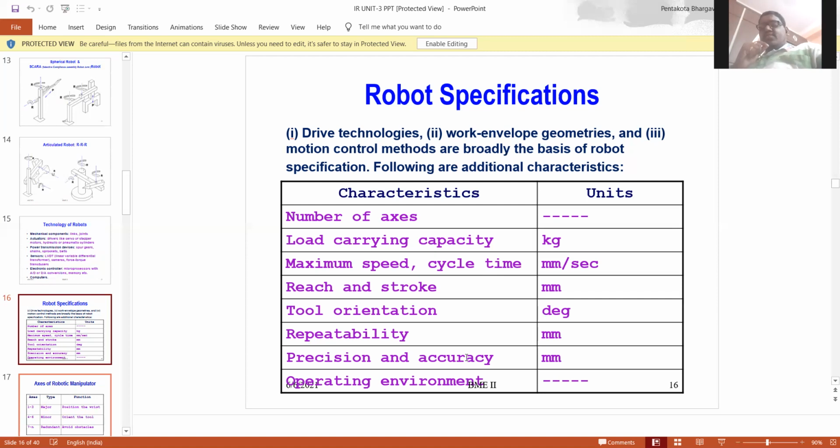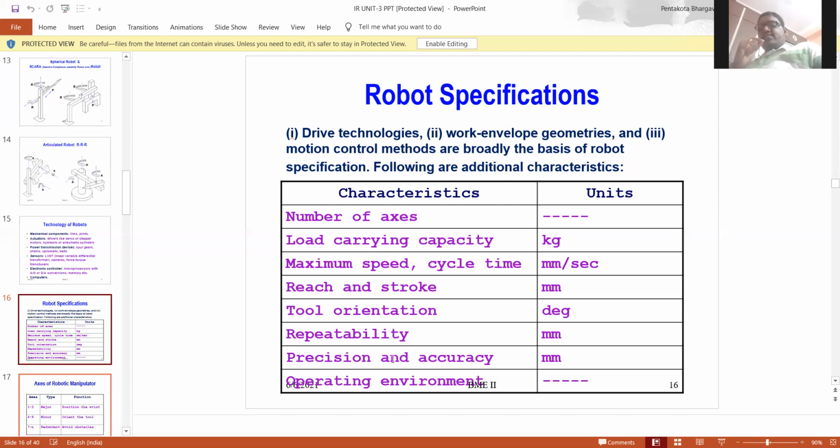And reach and stroke. The reach and stroke means the stroke of the end effector to the product for gripping purposes. Next, tool orientation means how many degrees will be used in the particular orientation. That is called the envelope area. Repeatability means pick and place: you pick up one load and place it, then again pick up a load and place it, next pick up a load and place it. The number of variations in these is called repeatability.